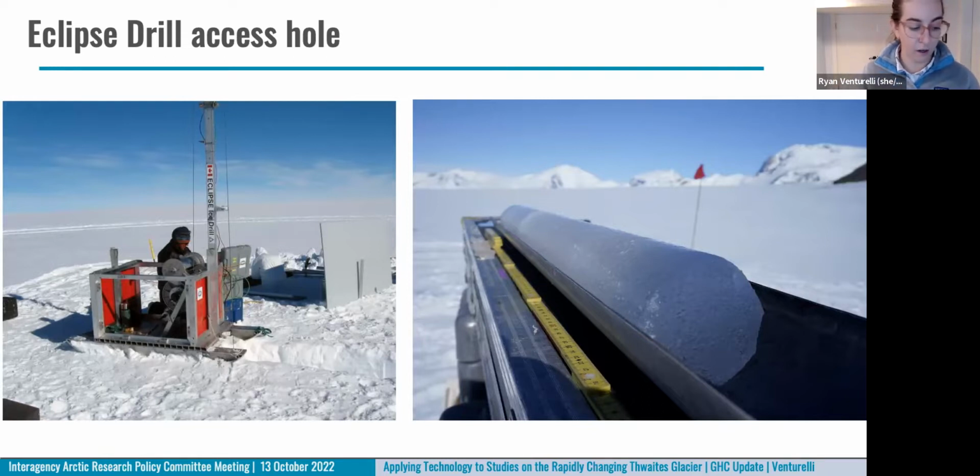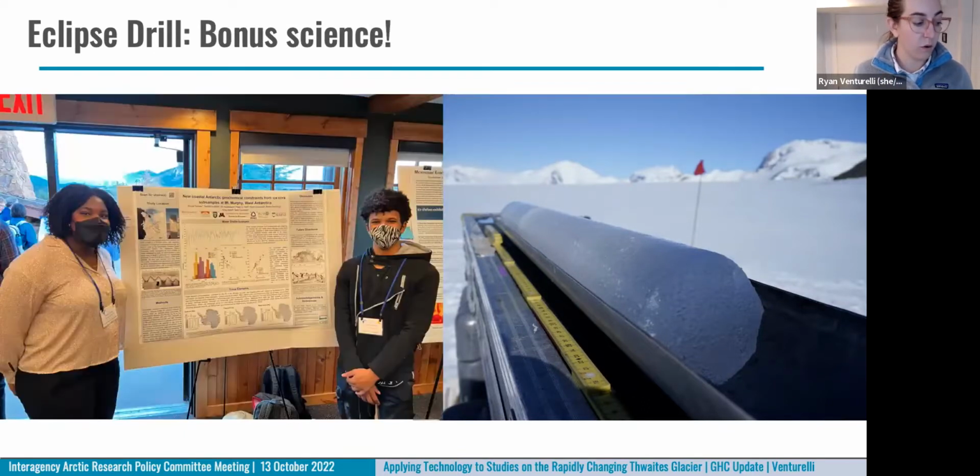And kind of an unexpected bonus of using the Eclipse drill to gain access into our borehole was that we could do a whole bunch of extra and unplanned science. So these are two undergraduate students that we were able to bring onto the project because we collected a bonus ice core above our bedrock core site. Their names are Nia Duncan and Garrett Gillard. They are at Binghamton University and Savannah State. And what they did as part of this project was use this ice core of opportunity to generate a stable isotope record to give us baseline data for future coastal ice coring efforts.